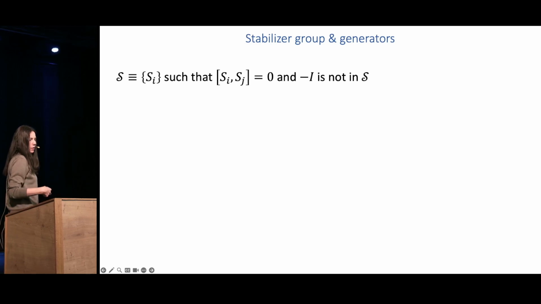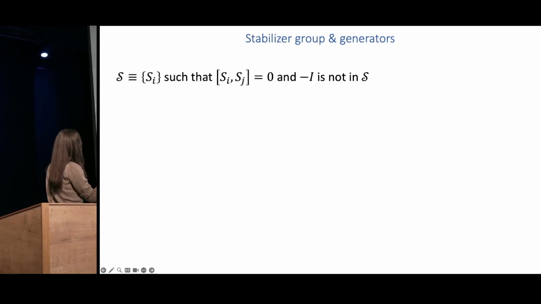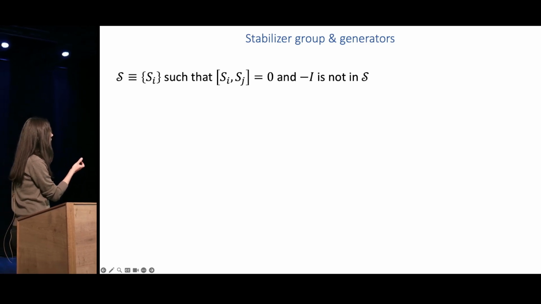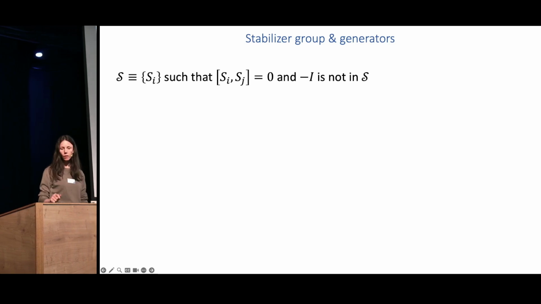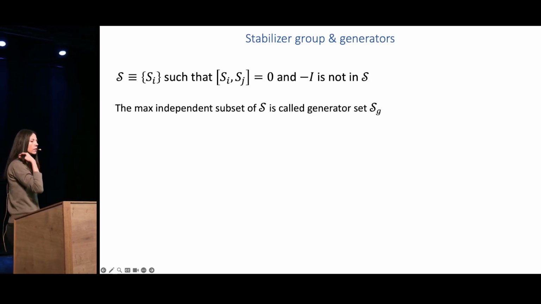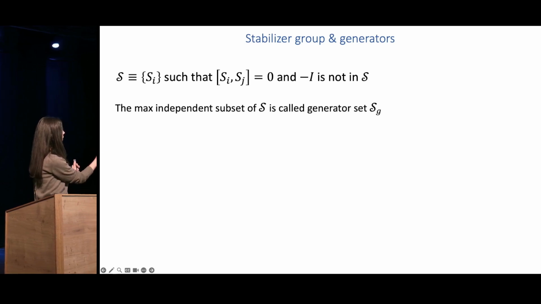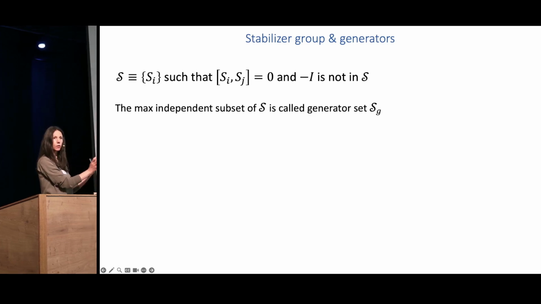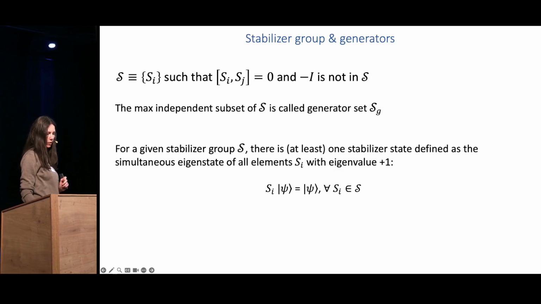Now, I can take a subset of the Pauli group such that the elements of that set commute. So the commutator is 0, and minus identity is not in this set. And the maximum independent set of these, when I say independent, is that you cannot generate one of these S sub i's by multiplying the others. So the maximum independent set is called the generating set.